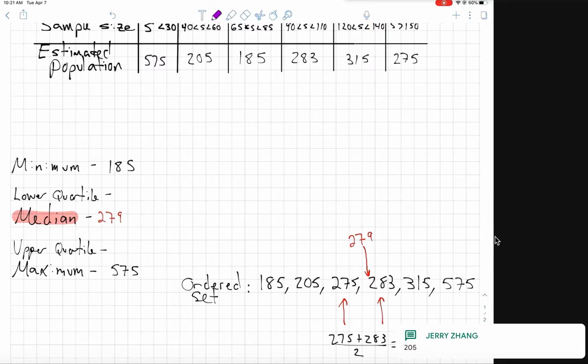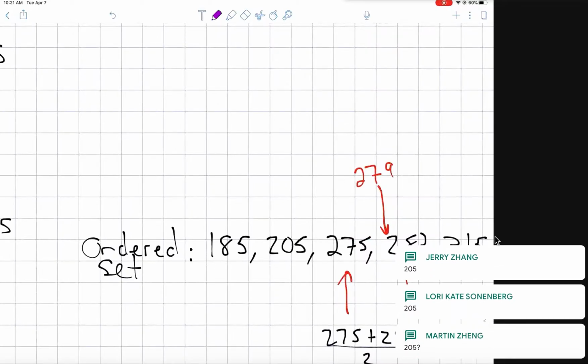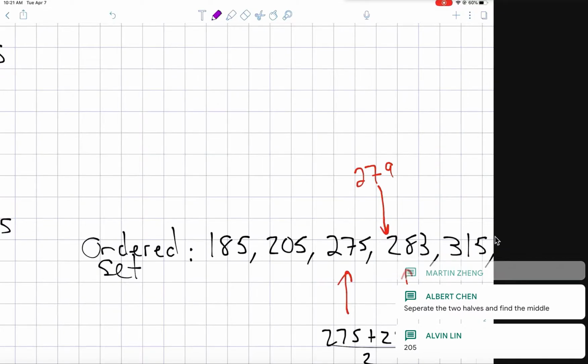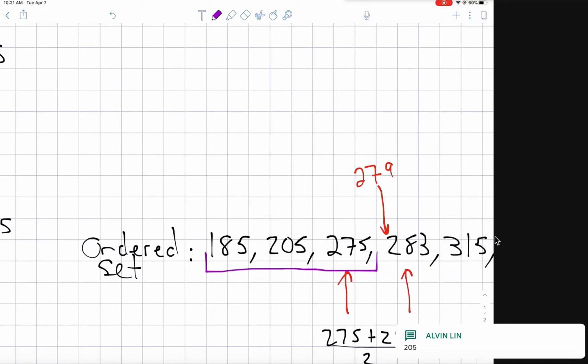205. How did he get 205? How did Jerry get 205, and Lori and Martin? Separate the two halves. Yeah, so we're going to look at the first half of the data up to the median. And then we're going to find the number in the middle of the first half of the data. So that's 205.